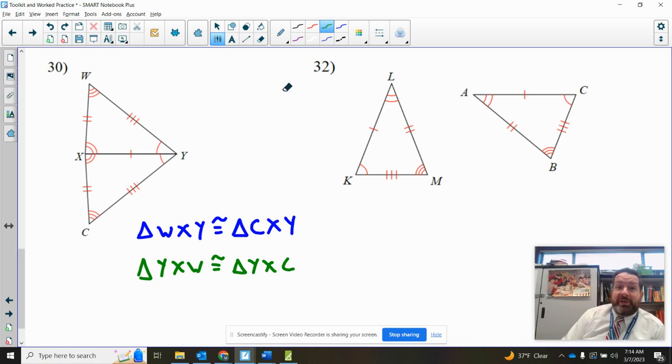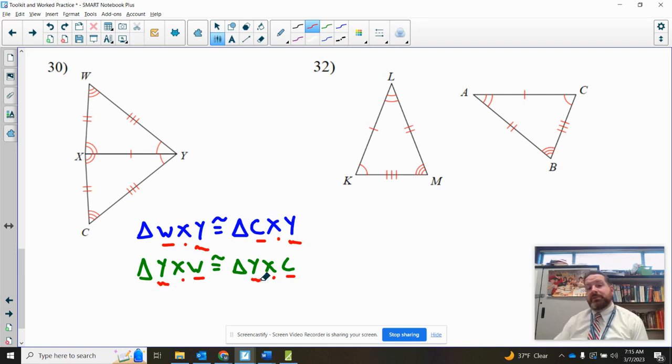What I want you to notice, though, is that in both cases, angle W matches angle C. First letter, third letter, third letter. Angle X matches angle X. Middle, middle, middle, middle. Angle Y matches angle Y. Last, last, first, first. So there's more than one possible answer there. Just make sure that yours makes sense.